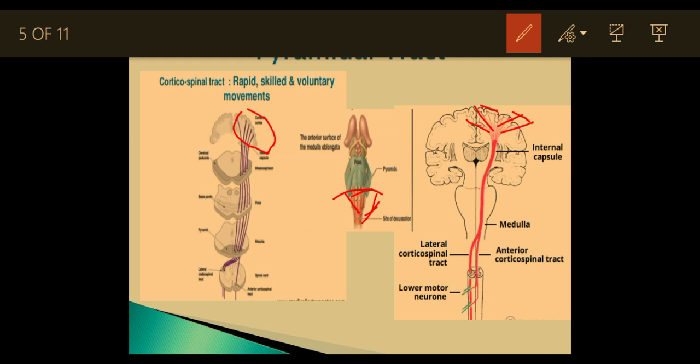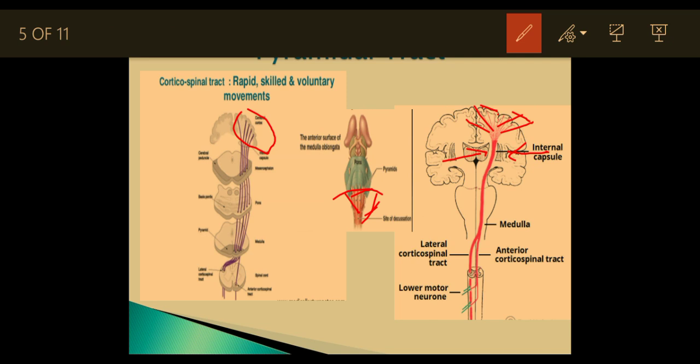So the fibers which are descending converge and form the internal capsule structure. We can see the internal capsule structure here. This internal capsule is present medially to the thalamus and the caudate nucleus, and laterally it is present next to the lentiform nucleus. Due to the lenticular nucleus, that structure is called the internal capsule.